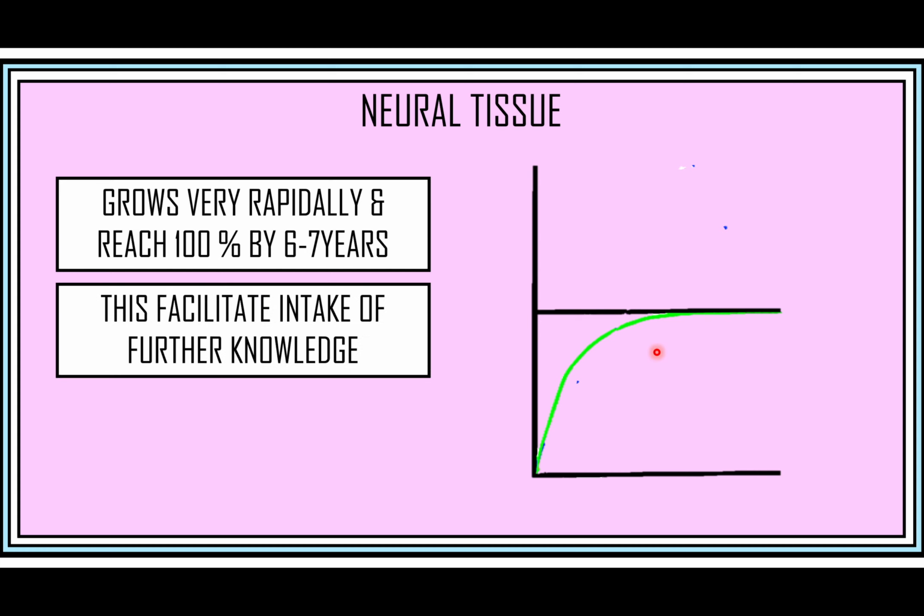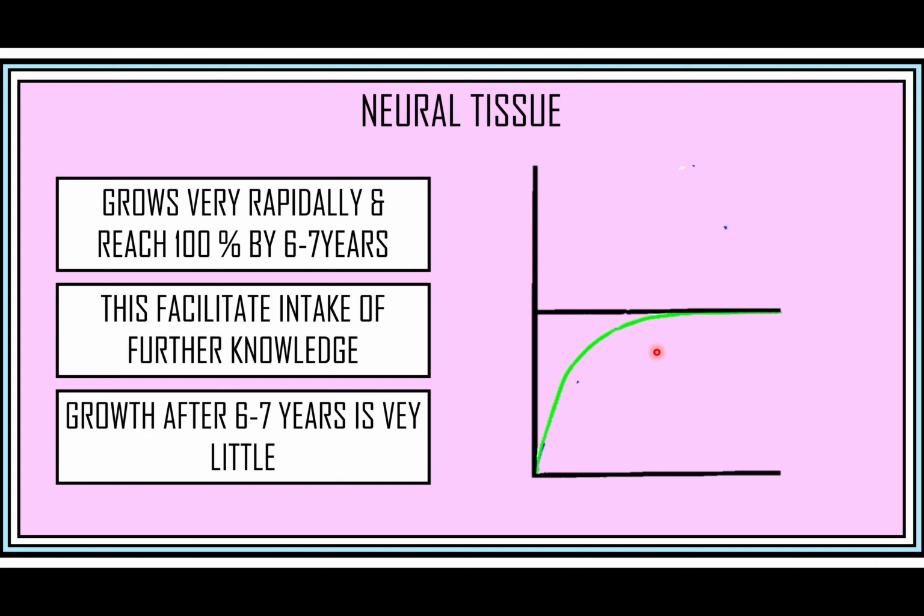Why does this happen? Because this facilitates the intake of further knowledge. When neural tissue is almost mature, it facilitates the intake of further knowledge. That's why it rapidly grows to reach almost 100% by 6 to 7 years, and after this the growth is very little, at a slow rate. So this was the curve of neural tissue.